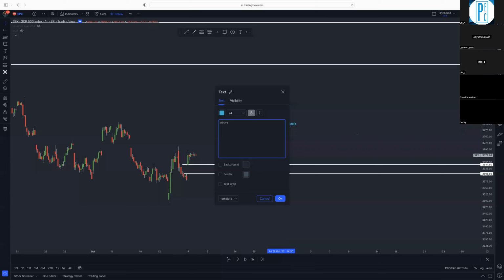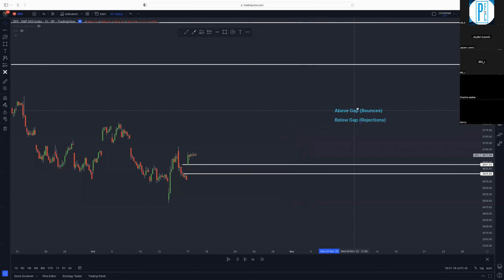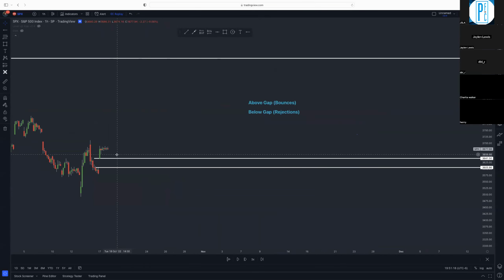Above the gap, you want to look for bounces. So if price is above the gap, bounces, and then below the gap, rejection. Like I said, so how I will play this is, okay, that's a significant level.